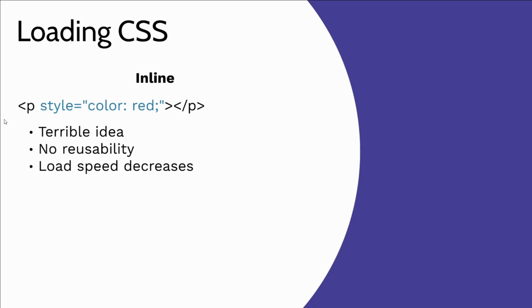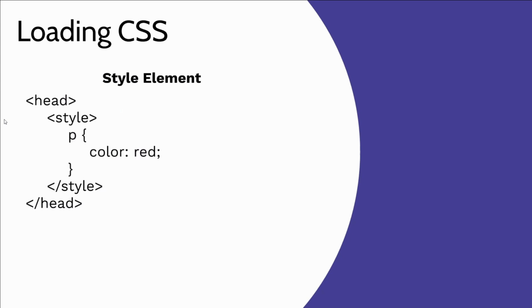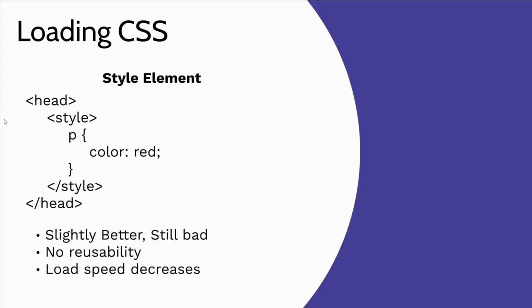The second one is using the style element. Here you write all the styles inside a style tag in HTML. So it is still in HTML. It is a bit better than inline, but it is still terrible. Again, if you want to use the same set of styles on other pages, you will have to copy those styles across to other files as well, causing duplicity of code. As it is still in the HTML file, it will impact the speed of your website.